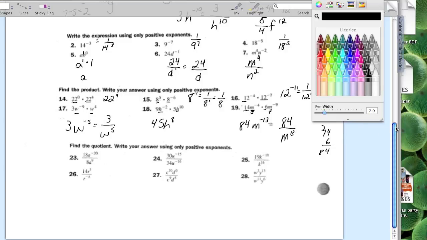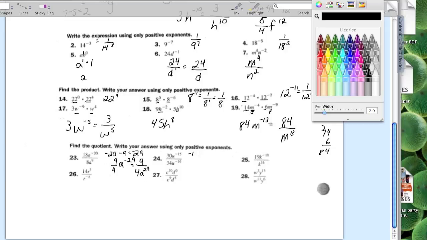Okay? Let's take a look at a few more. I'm going to subtract. Write out your exponents. Negative 20 minus 9 is negative 29. So it's a to the negative 29th. 18 over 8 can be divided by 2. I get 9 over 4. So my final answer would be 9 over 4a to the 29th because that negative goes in the denominator.